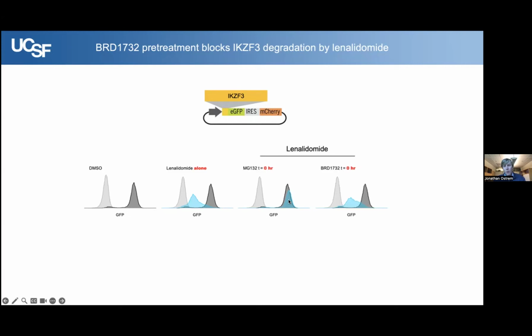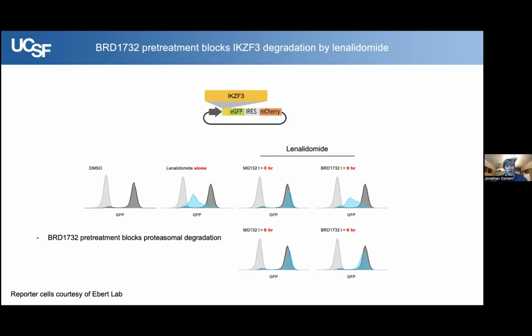However, if we co-treat with our compound 1732, we see essentially no effect on loss of GFP, so essentially no effect on the degradation of IKZF3 by lenalidomide. However, if we pre-treat cells for 6 hours, now we see a complete blockade of degradation of IKZF3, suggesting that either there must be an accumulation of something, so perhaps this is correlating with accumulation of the ubiquitin-1732 conjugate, or depletion of something.